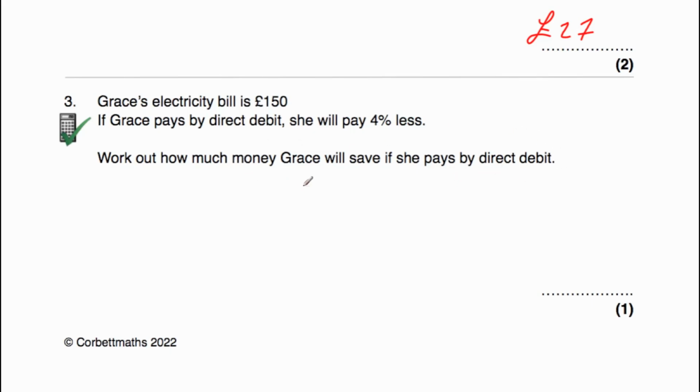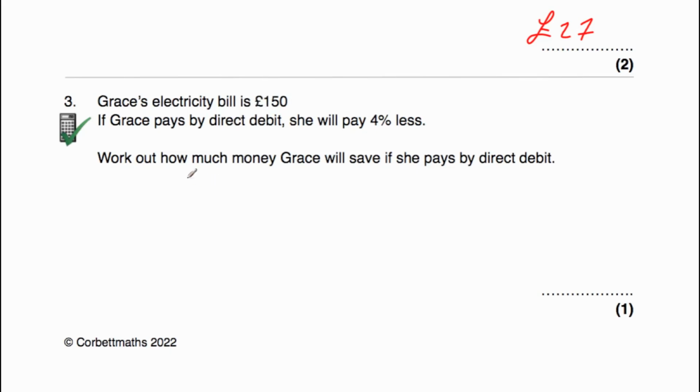So in this question, it doesn't actually ask you how much money Grace will have to pay. It asks you how much money Grace will save. And if she pays by direct debit, she'll save 4%. So we just need to work out what 4% of £150 is.